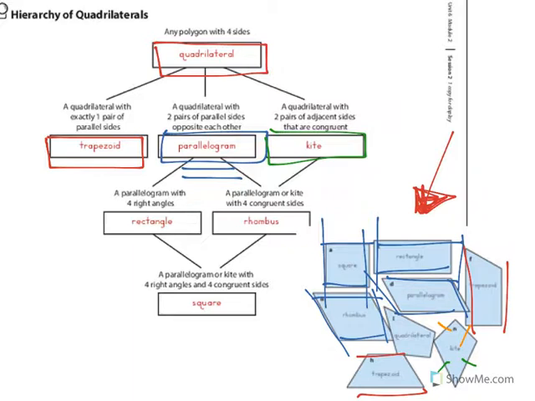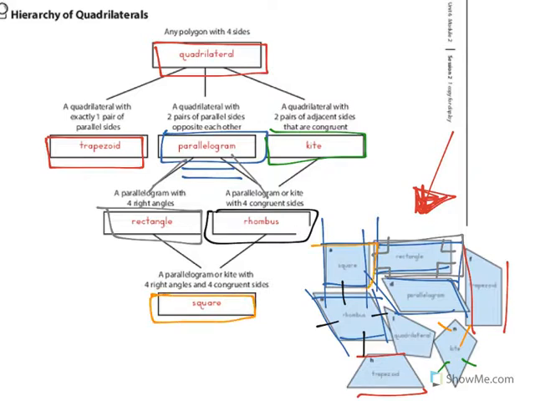Then moving further down our hierarchy, or becoming more specific, we know that parallelograms can split into 2 different shapes. One is a rectangle, which has 4 right angles, so you can see those right angles here. The other is a rhombus, the shape that has 4 congruent sides, so they are all equal, but it does not have right angles. The final shape that we run into is our beautiful square, which has all of these specificities. It has 2 sets of parallel sides, it has 4 congruent angles, and it has 4 congruent sides.